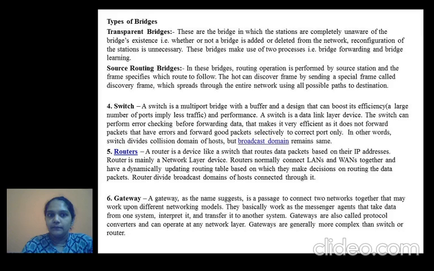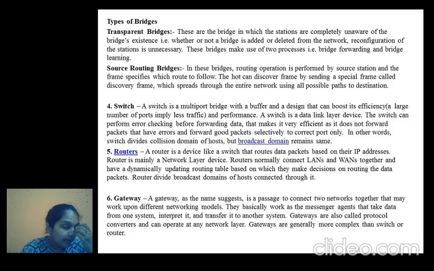Next, the fourth device is the switch. A switch is a multi-port bridge with a buffer and a design that can boost its efficiency. A switch is nothing but a multi-port bridge. Second thing, with the buffer and design that can boost its efficiency. Buffer and design help to boost the efficiency.